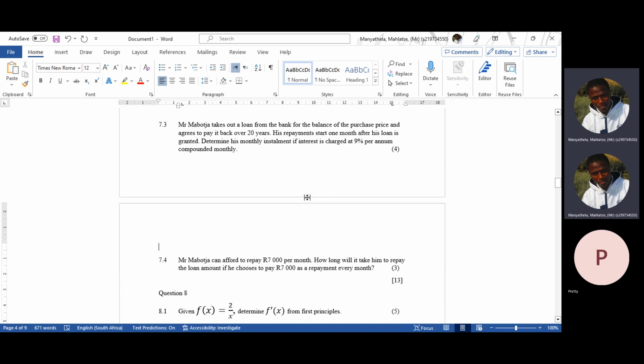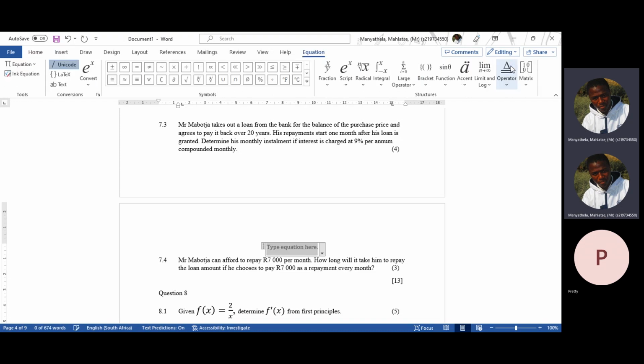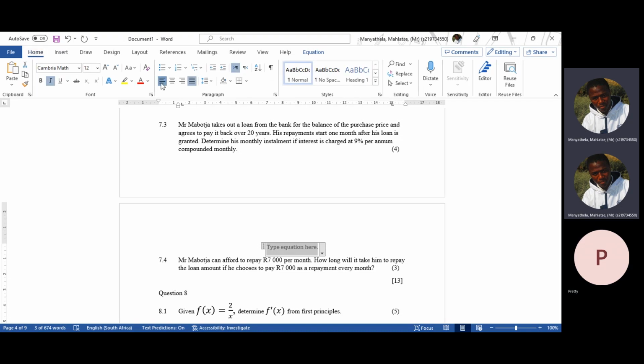When you deal with a loan, it means you're going to use the formula for present value, right? If it's a loan, it's present value. You're going to use that formula for present value.